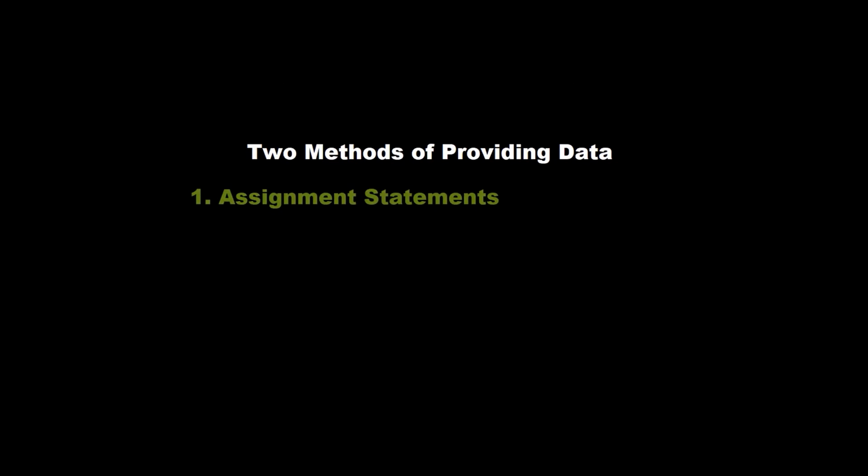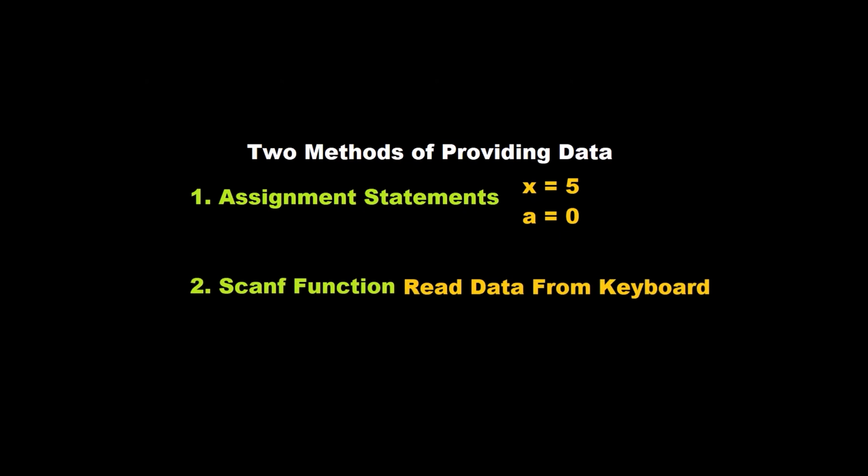One method is to assign values to variables through assignment statements such as x = 5, a = 0 and so on. We have another method, which is to use the input function scanf, which can read data from a keyboard. We have used both these methods in our earlier videos. And for getting the results as outputs, we have used extensively the function printf, which sends results out to a terminal.